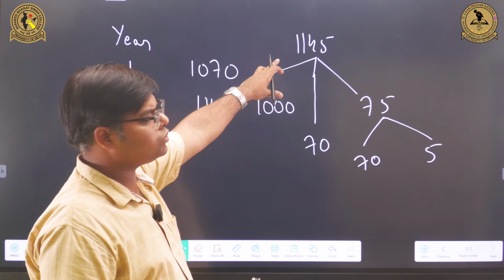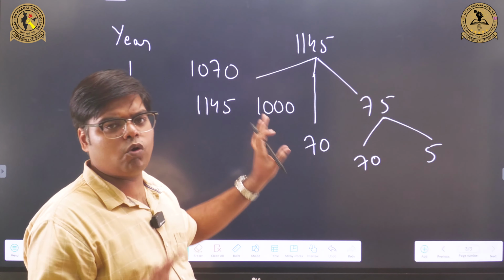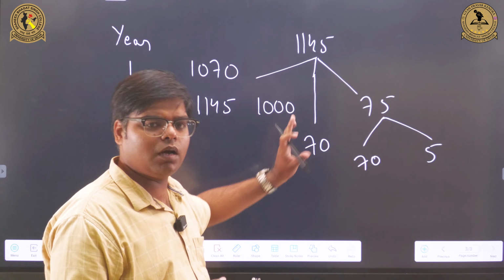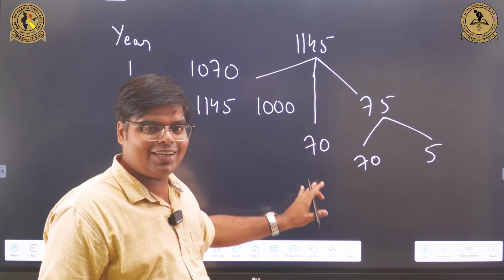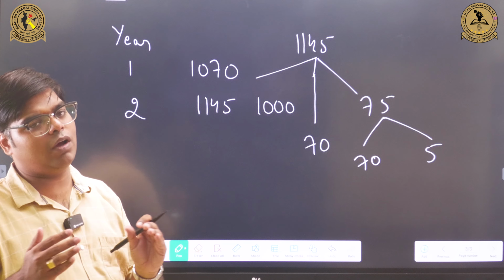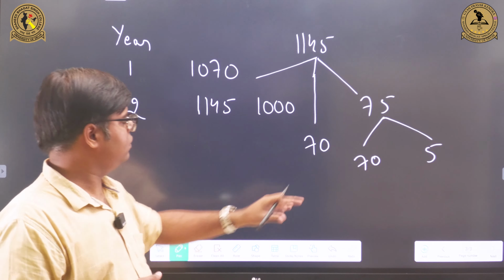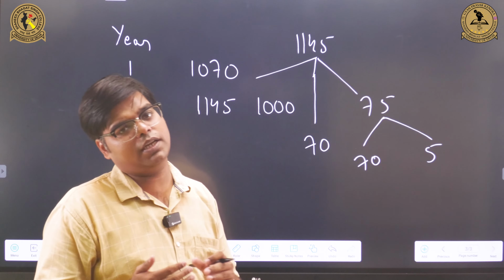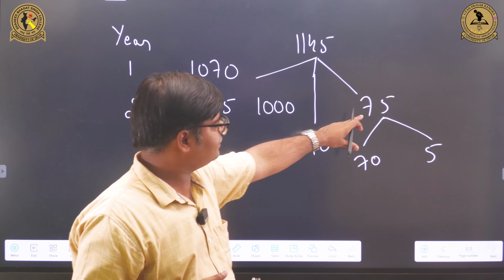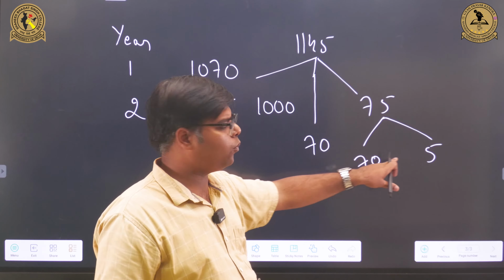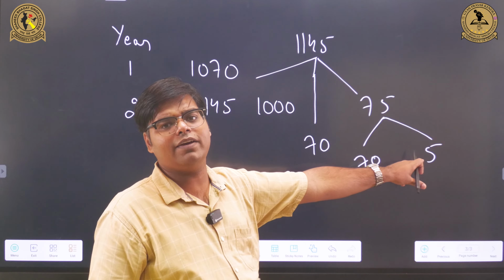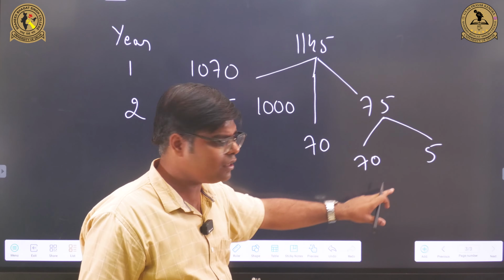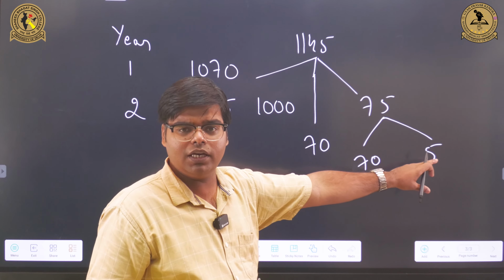Now this 1145 includes 4 major components. 1000, which is my principal amount. Rupees 70 is the interest which you have earned in the first year. And 75 rupees is the interest which you have earned in the second year. So this 75 includes 2 subcomponents, 70 rupees and 5 rupees. That is the interest which you have earned in the second year and the interest on interest.